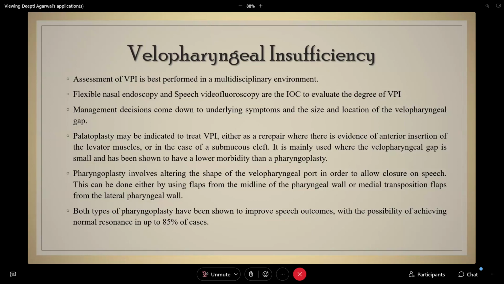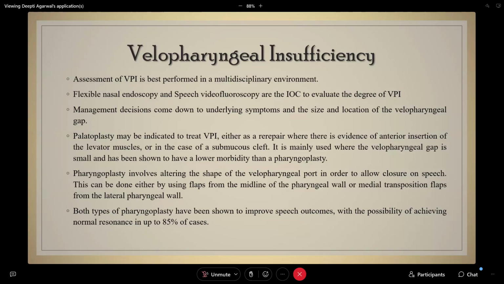But pharyngoplasty has to be done where the gap is large, because pharyngoplasty allows us to alter the shape of the velopharyngeal port to allow full closure on speech. This can be done either by using flaps from the midline of the pharyngeal wall or medial transposition flaps from the lateral pharyngeal wall. Both types of pharyngoplasty have been shown to improve speech outcomes with the possibility of achieving normal resonance in up to 85% of cases.